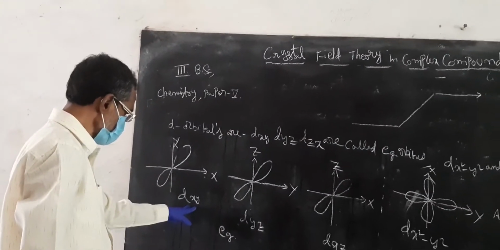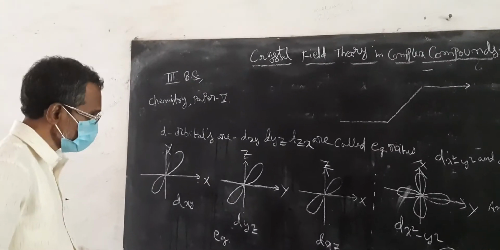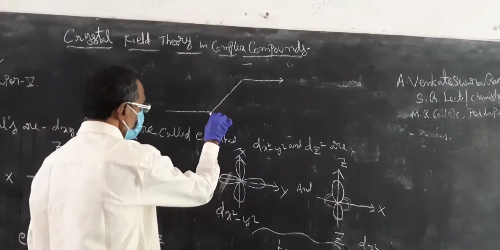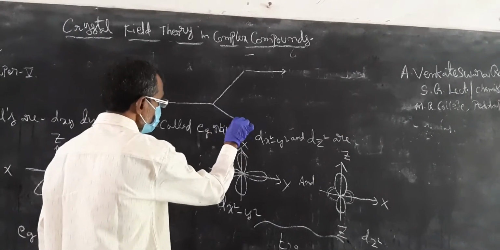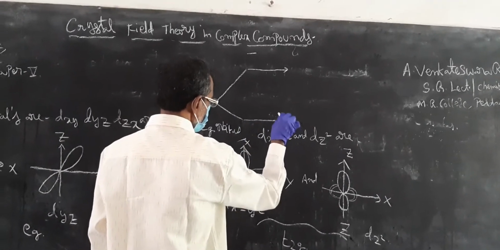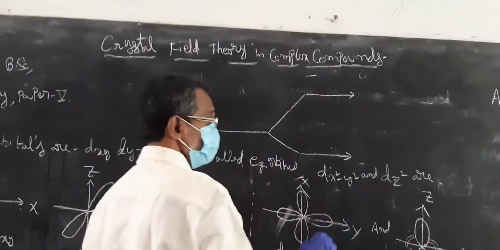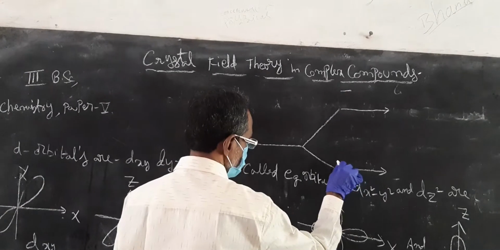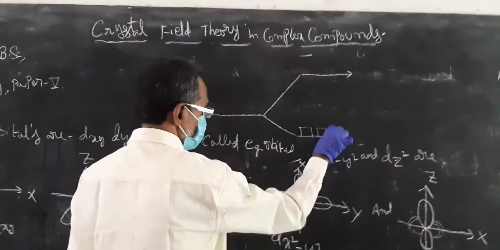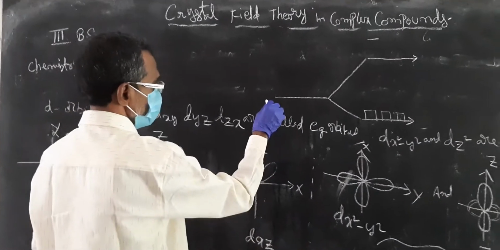The dxy, dyz, dxz orbitals have electron density in between two axes. So these are low energy orbitals, and they are occupied in the lower stage. That is the ground state orbital.